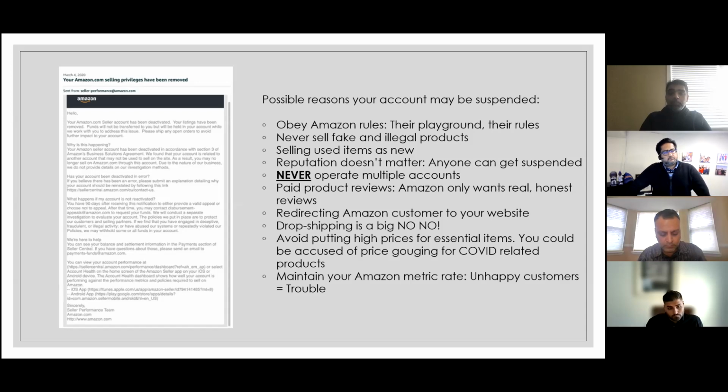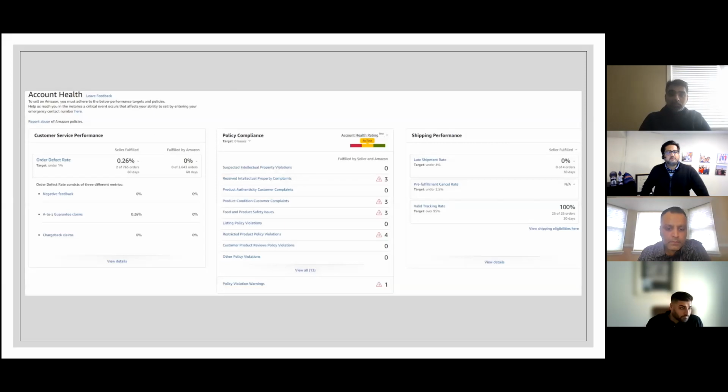Never open multiple accounts in the same household without getting written permission from Amazon. They can track your IP address and shut all your accounts down. Never ask for paid reviews. They only want organic reviews. Never redirect customers to your website. Never dropship. Do not price gouge, especially with COVID-related products. I would actually stay away from those products like masks and stuff. Maintain good metrics. You can view your metrics on the Amazon selling platform under the tab Account Health. This is what I'm going to talk about next.